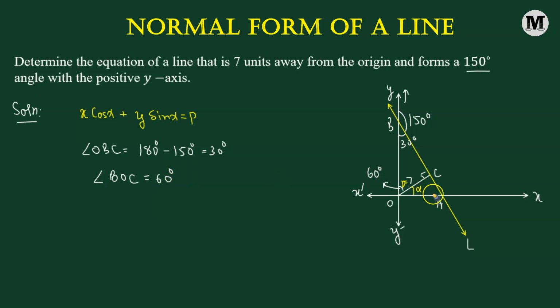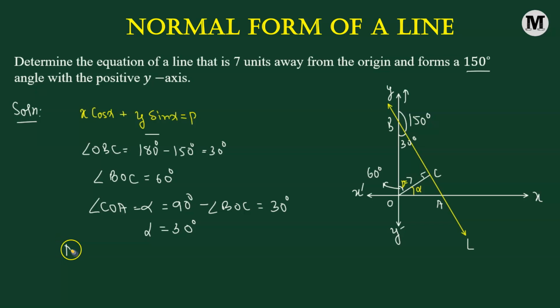Now if angle BOC is 60 degrees, then what is the value of angle COA? That's simply angle COA, which is the angle alpha. This is simply going to be 90 degrees minus the angle BOC. So that angle is going to be 30 degrees. So we have obtained that alpha equals 30 degrees. Now that we have the value of alpha, let's substitute this into our normal form.